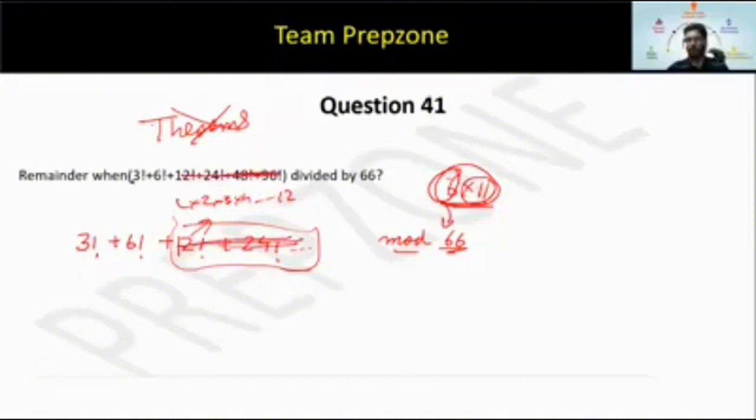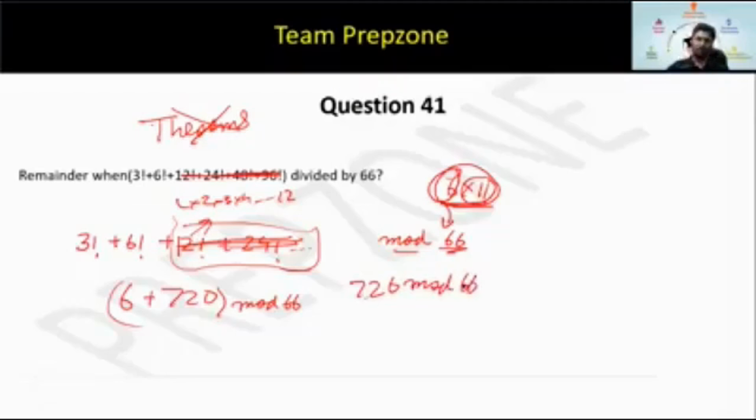Okay. What am I left with? 3 factorial, which is 6, plus 6 factorial, which is 720 mod 66. The simple question becomes 726 mod 66. Again, you can see this is divisible. Apply the divisibility rule. Divisible by 6, yes. Divisible by 2 and 3. Divisible by 11, yes. Why? Plus minus plus. What is this? 11. And this is divisible by 11. Hence, this is divisible by 66. Remainder is 0. Understood? Any doubts in this one? Most of you solved correctly. So, any doubt in this one?